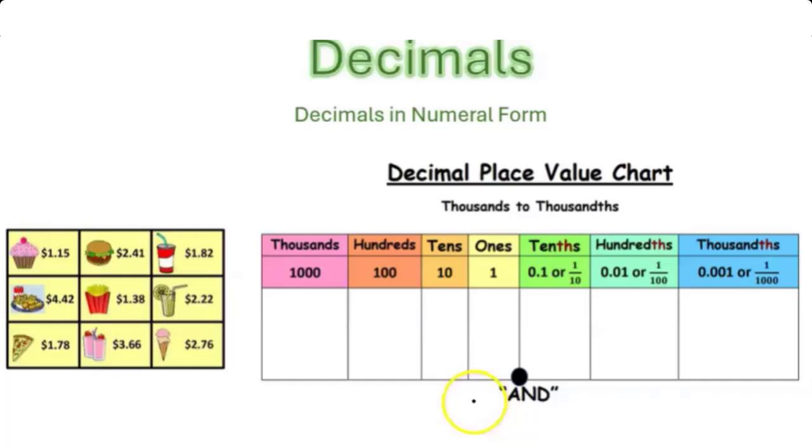Again, here's our place value chart that goes from thousands to thousandths with the TH. That tells us it's decimal form. And let's take a look at this menu. You can see that cupcake is $1.15. So to write that in this chart, you would put $1.15.